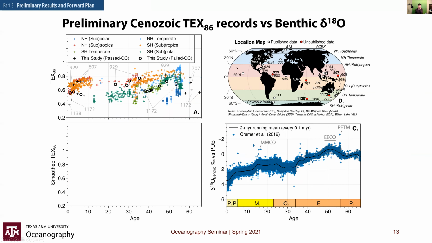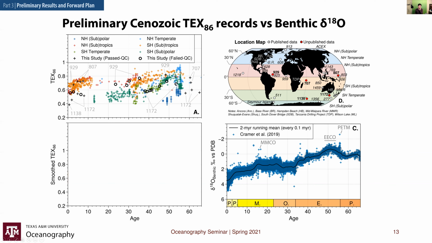So again, you're looking at the TEX86 records. All the colored data points are the published data, coming from sites that you can see on this map. The color of the data point corresponds to the latitudinal zones that you can see from the map as well. And all the black data points are my data from the sites that I plot here as red dots. So I will just point out some examples of the sites.